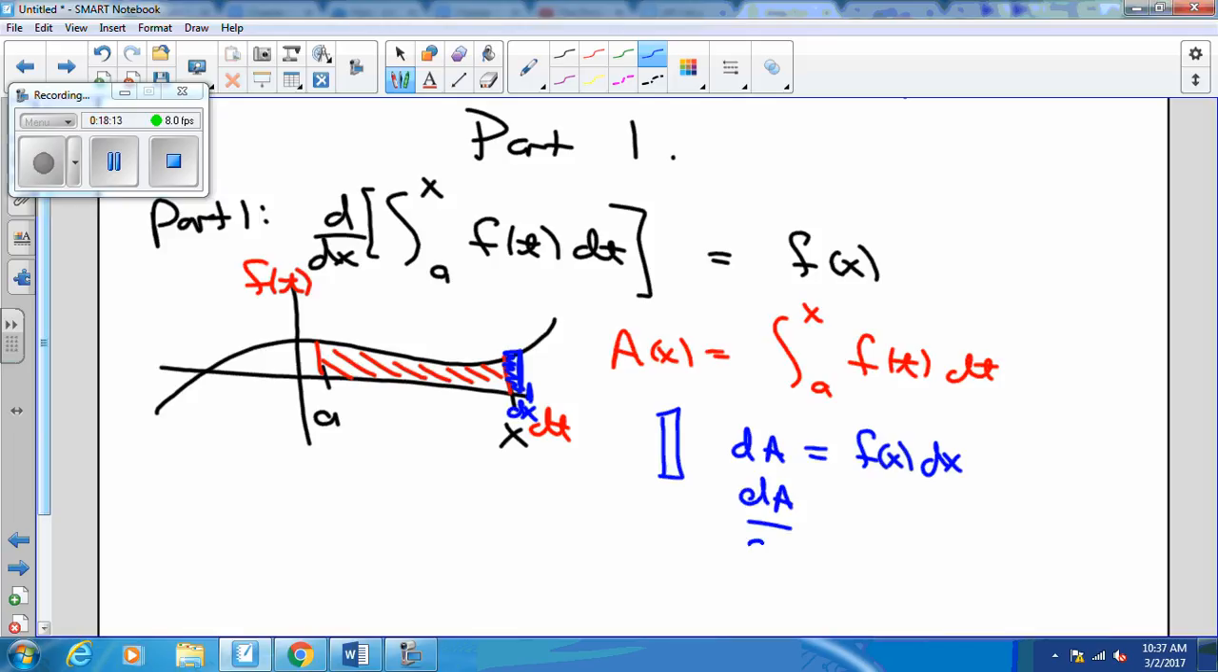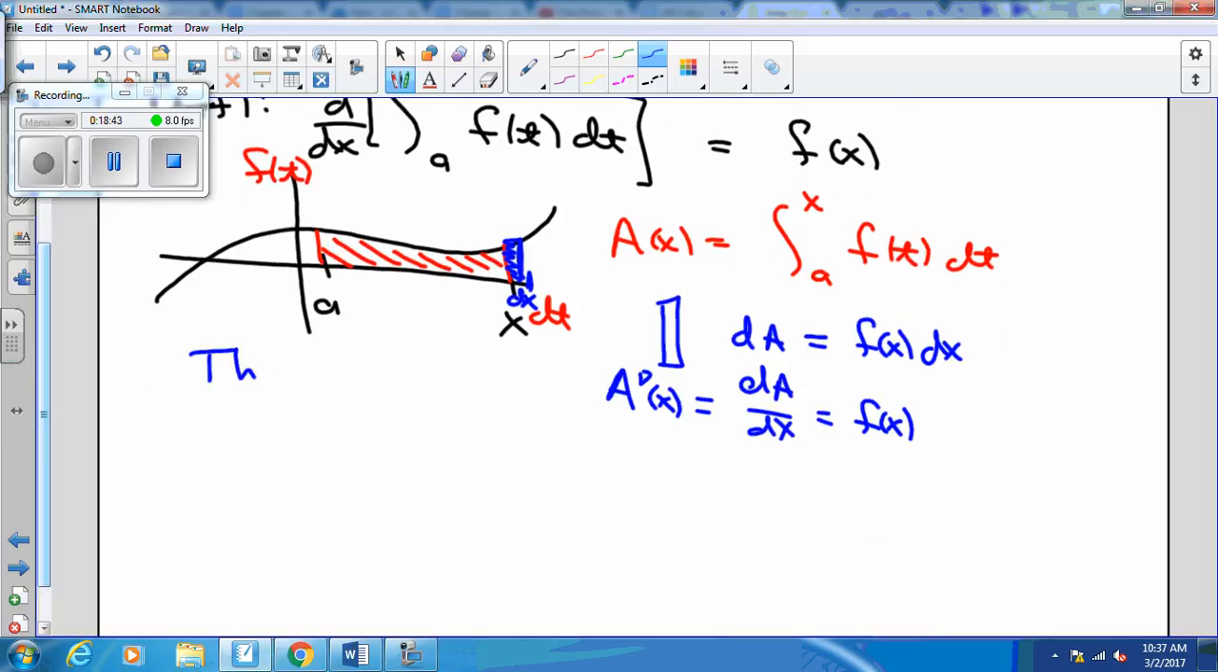And therefore, I can say that dA is approximately equal to height times width, like so. So that if I simply divide both sides by dx, what I get is that area divided by width gives me height. And this is dA over dx. It's just another way of writing A prime of x. So that what I discover is that the rate at which area is changing is the height of the curve. This is our slogan. You want to learn the slogan to help you remember the theorem.